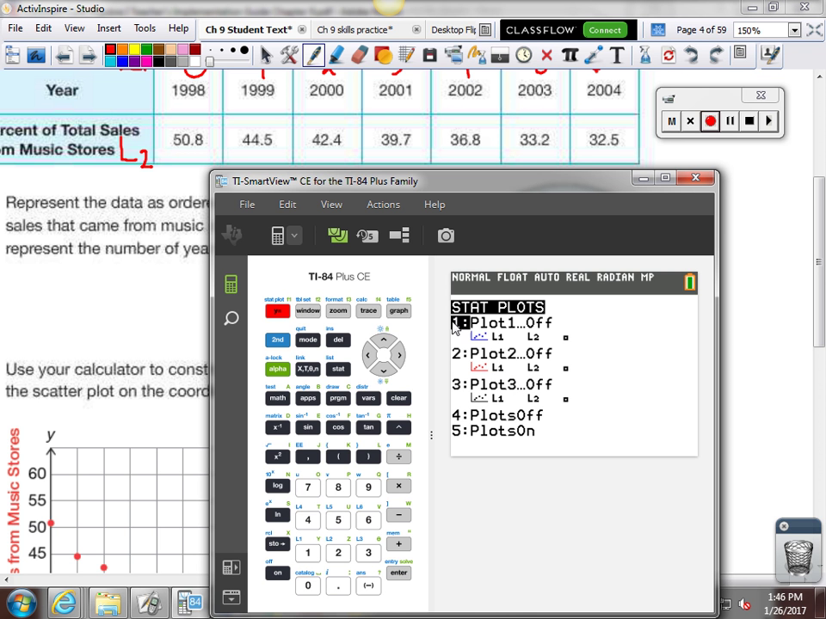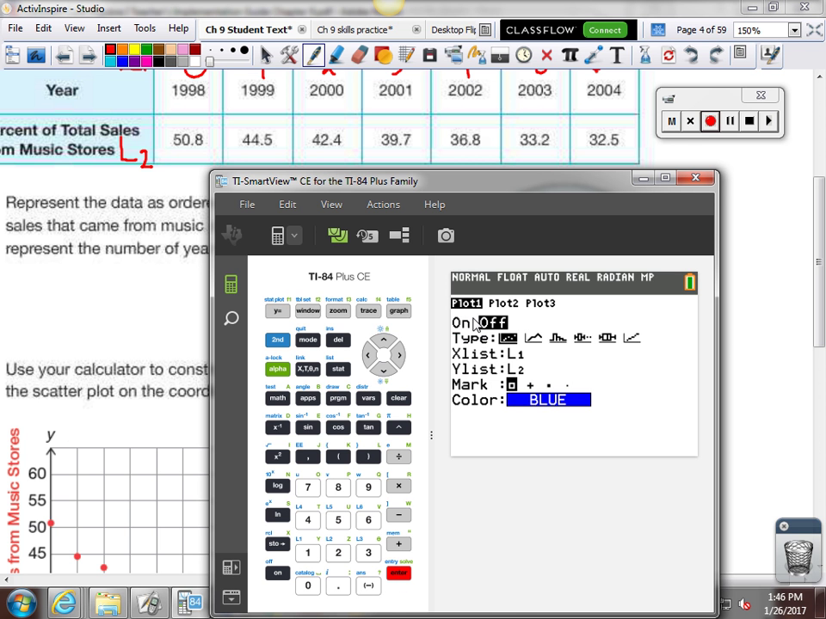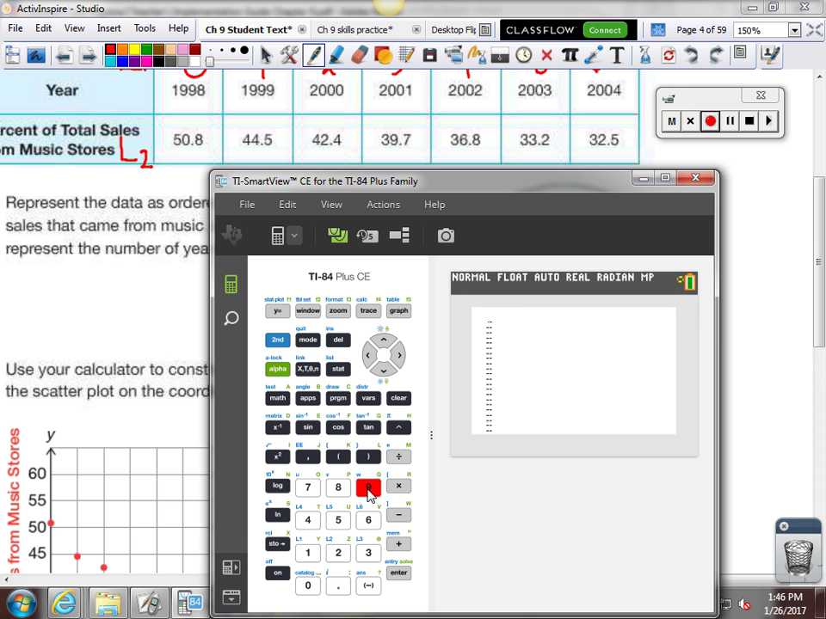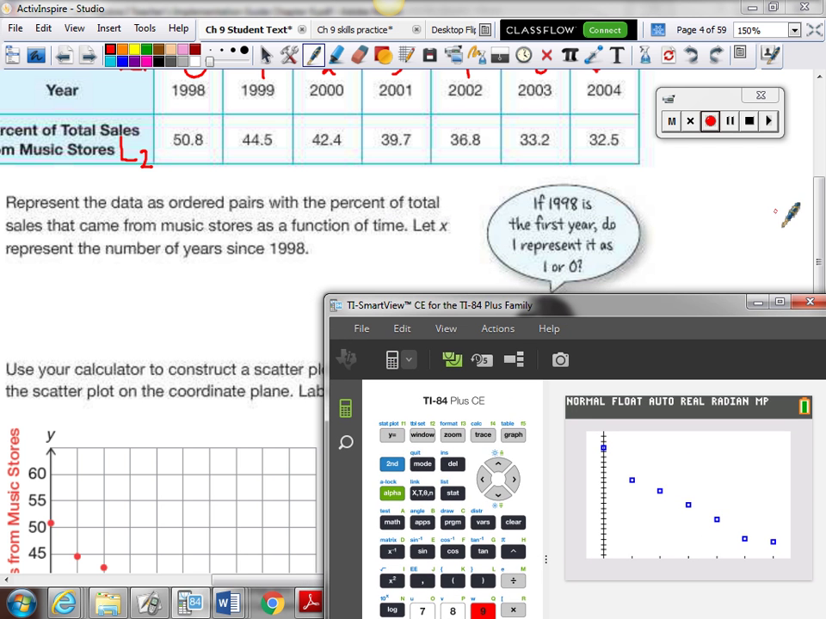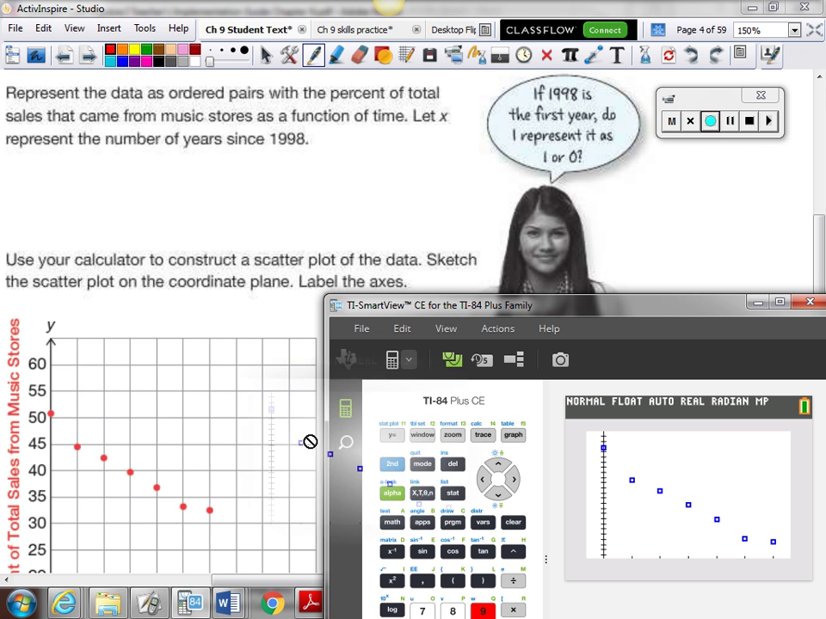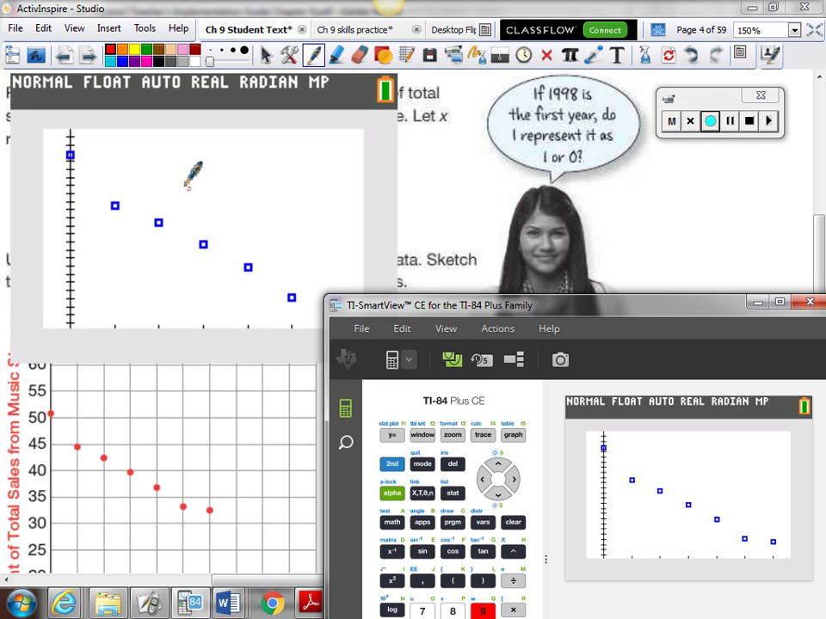Go and click enter for stat plot 1. And right now it's set to off. We want to hit enter and set it to on. The type of graph right here is dots. That's what we want. And then we want zoom stat. That will automatically make the window the right size. And we see these dots, which look pretty similar to this graph right here. And that's kind of the idea. All right, they're the same.